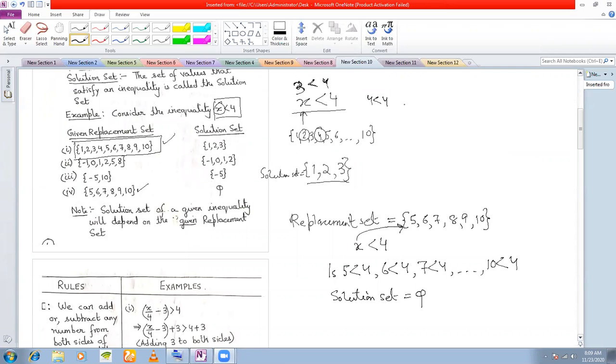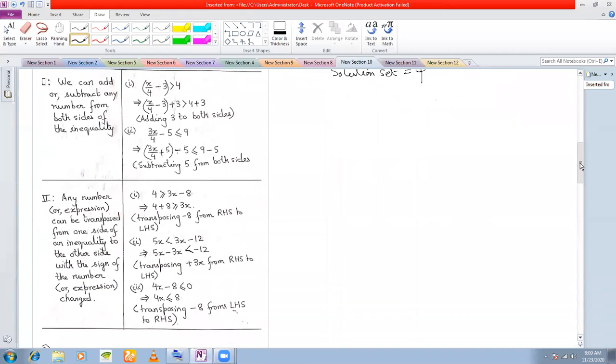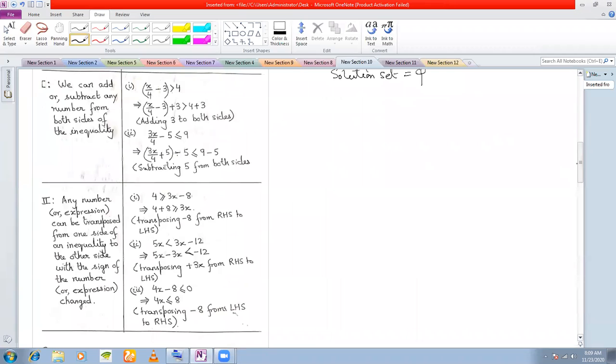Okay. So this is about your replacement set and your solution set. Now there are some rules. You can go through the rules. The first rule is you can add or subtract any number from both sides of the inequality. I've given you examples.